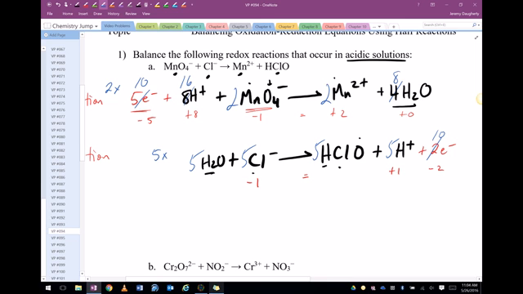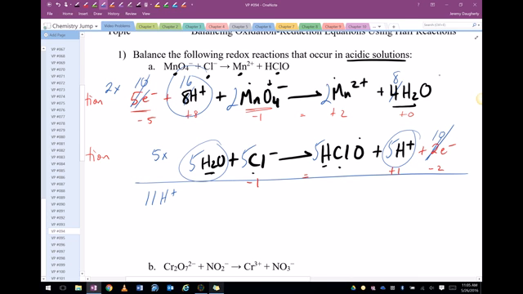So now I cancel out what appears on both sides. The electrons cancel out. They always have to cancel out. If they don't cancel out, you're doing it wrong. Now I've got 16 protons here, but on the product side I've got 5 protons. So that's going to leave me with 11 protons, 11 H pluses, on the reactant side. Now, here's water. 5 waters, 8 waters. That's going to leave me 3 waters on the product side.